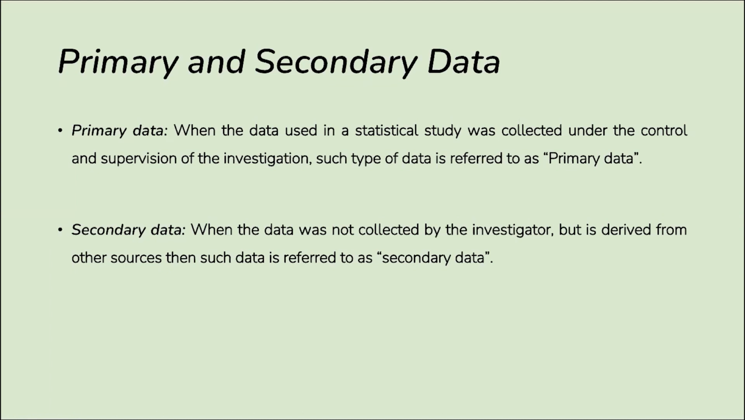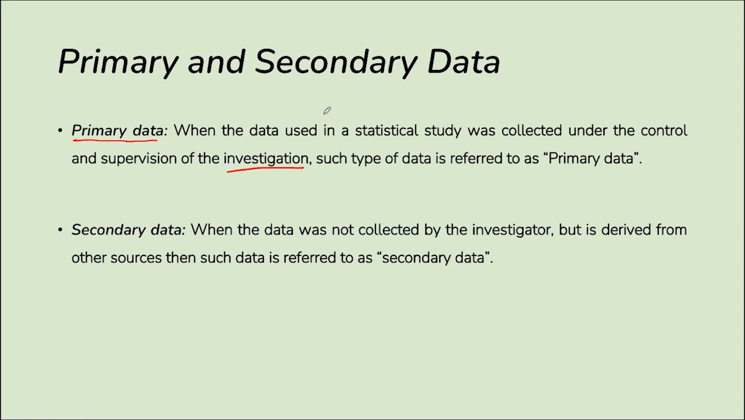Basically there are two types of data. The first is primary data and the second is secondary data. So what is primary data? Primary data is the data which is collected under the control and supervision of the investigator. This type of data, the investigator collects directly.